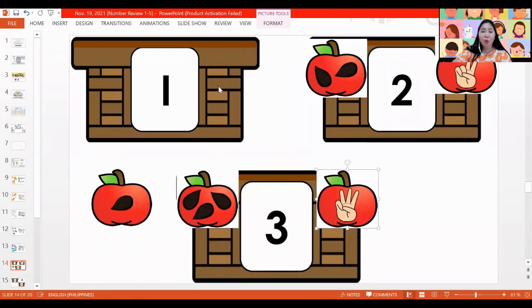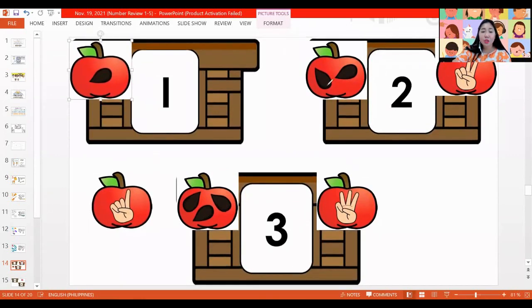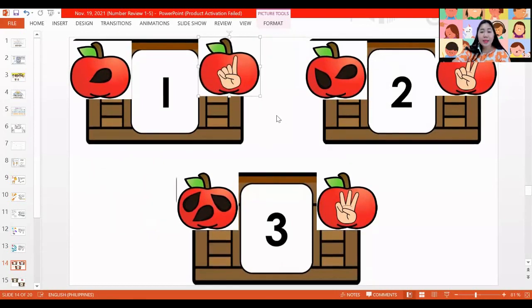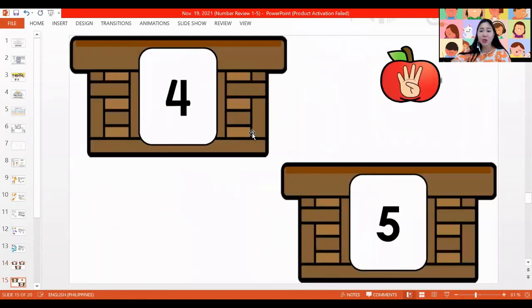Next one, we have only 1 seed. It should be with the number 1. That's correct. And the last picture we have is 1 finger up. 1, it should be with number one. So we sorted all of the apples for number one, number two, and number three. We can now proceed with number four and number five.